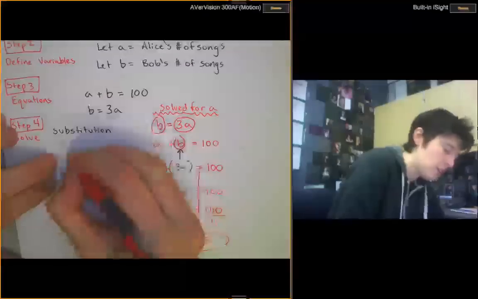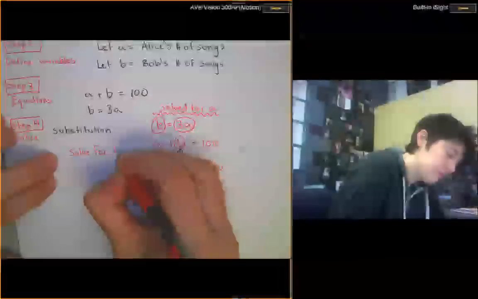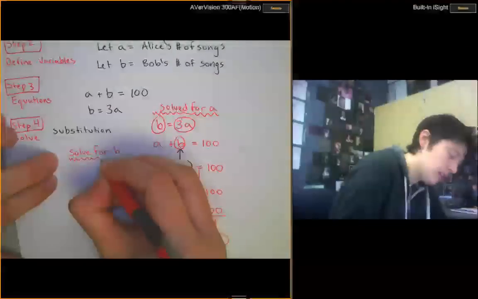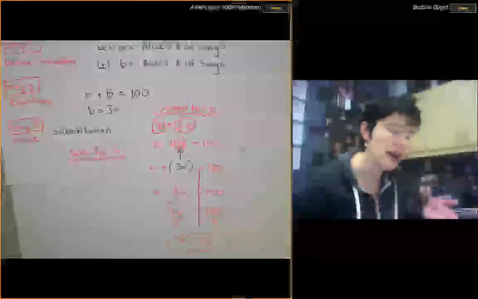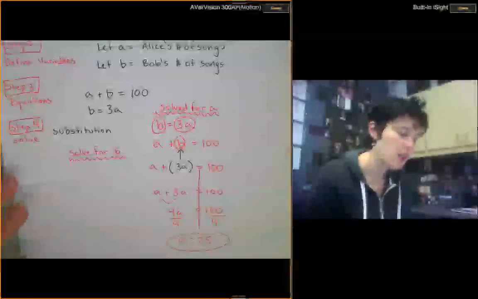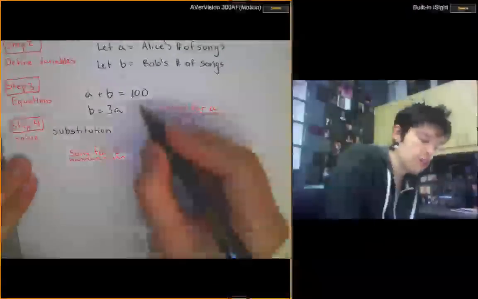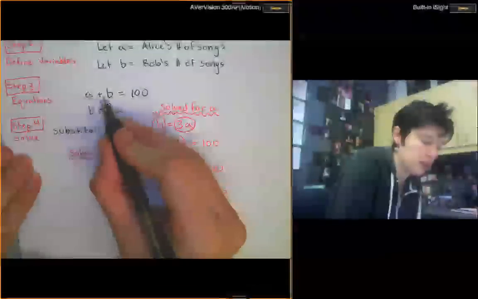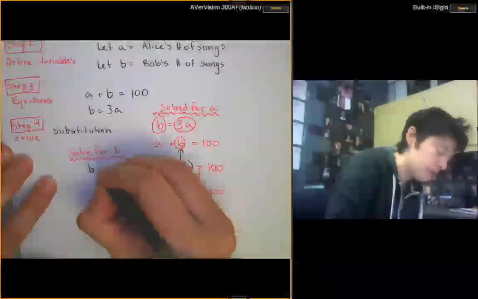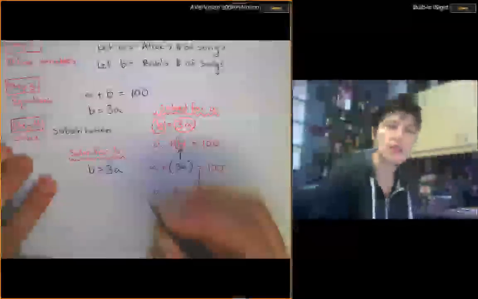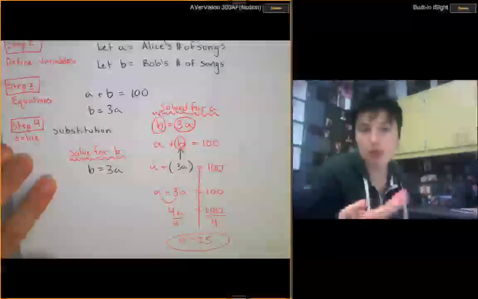So I'm going to go over here and I'm going to solve for B. And to solve for B, it's a little bit simpler. We're going to go back and pick one of the equations. Either one works. You can pick A plus B equals 100 or B equals 3A. But you got to go back and choose one. I'm going to choose B equals 3A, because I'm trying to solve for B, and I want to know what B equals.